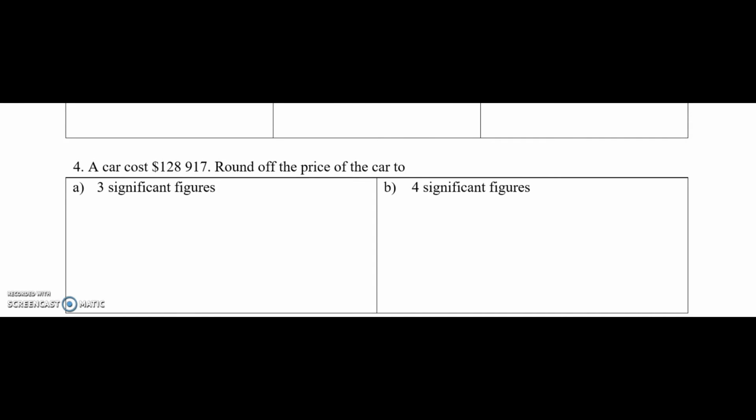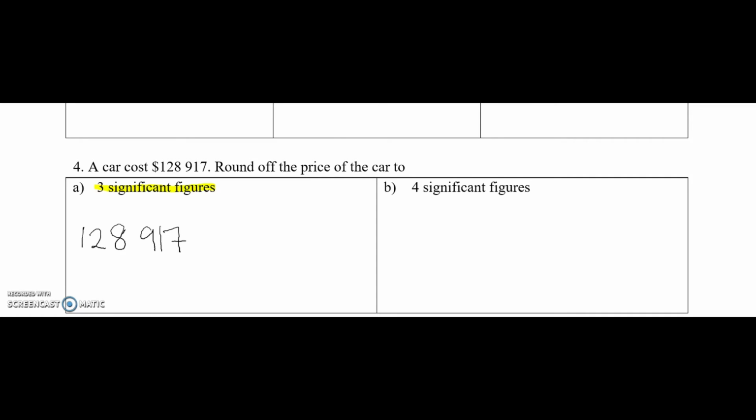Let us try this example for A. A car costs $128,917. Round off the price of the car to 3 significant figures. First, let us write down the number that we want to round off. 128,917.